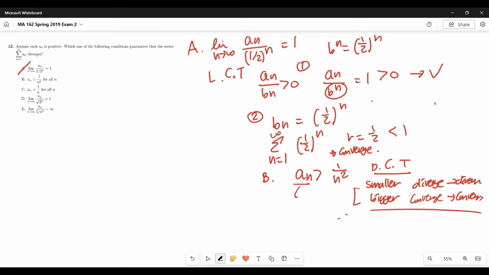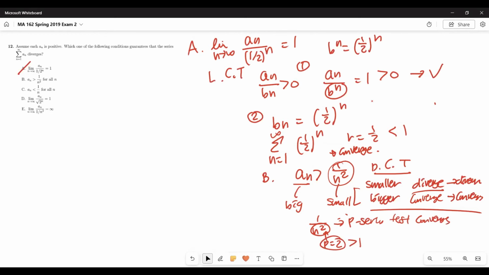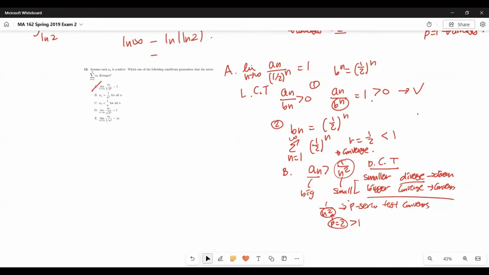So let's look at that. A to the n is the bigger one, and 1 over n squared is the smaller one. So in order to be diverging, this has to be diverged, right? But 1 over n squared, our small value, is converging because p is equal to 2. According to the p-series test, this converges because the p value is greater than 1. So since our smaller value converges, it doesn't tell anything about the bigger value. So B, in this case, is going to be inconclusive.